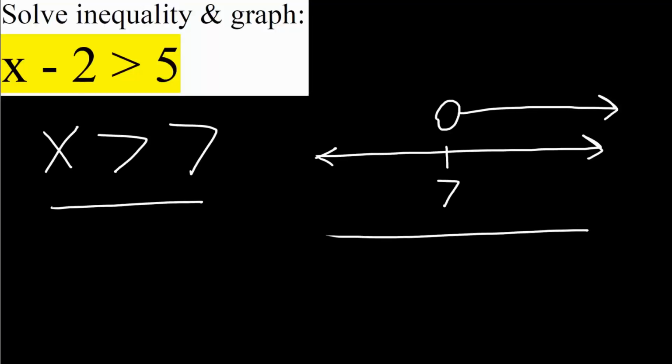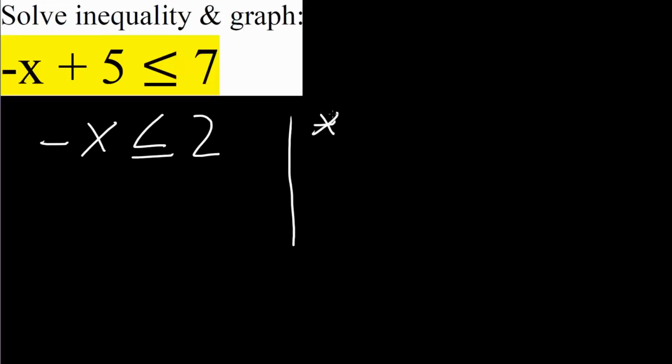And now we will solve the second problem. So we have minus x plus 5 is less than or equal to 7. So we could say minus x is less than or equal to 2, 7 minus 5. And this is what we get. But we want to solve for x. And this is very important. This is a very important note.